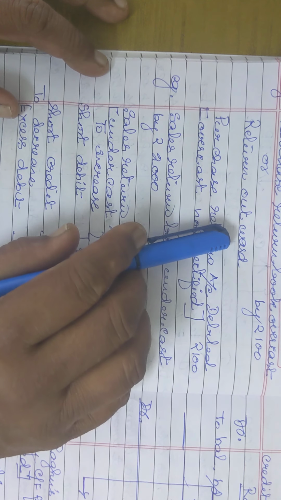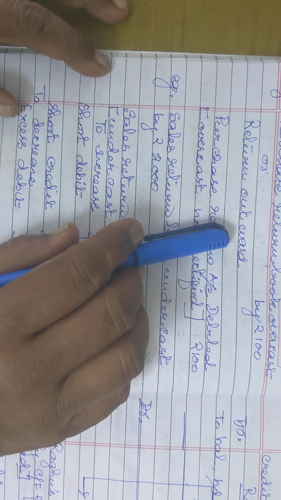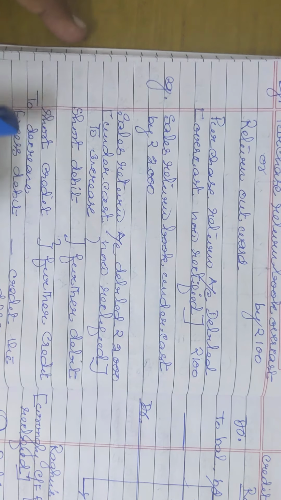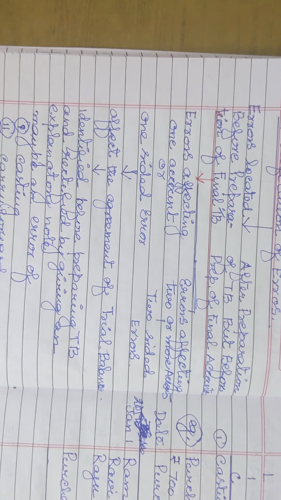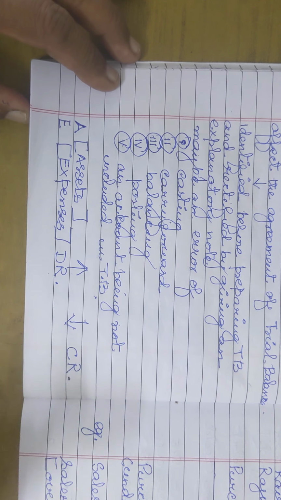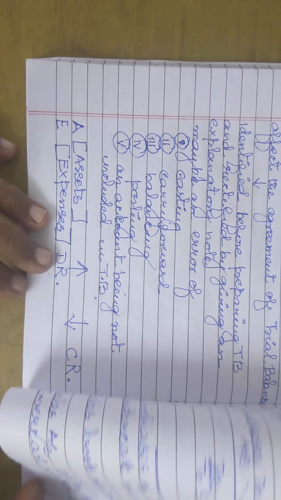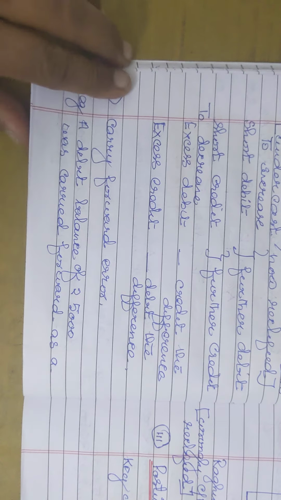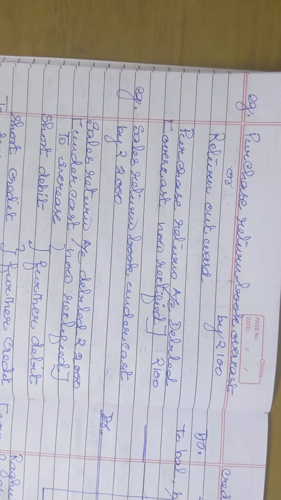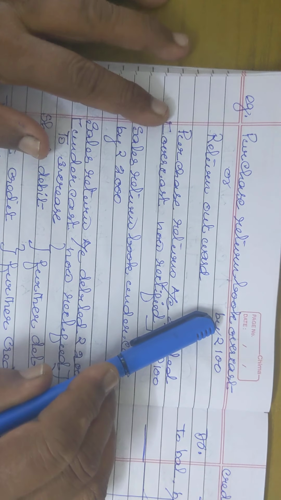So purchases return account has got the nature of credit because the expense is decreased. I have already told you, whenever there is a decrease in expenses, you will have a credit. If you remember this also, you can remember the nature of that account. Otherwise, if you know that, it's well and good. So purchases return account is the nature of credit.